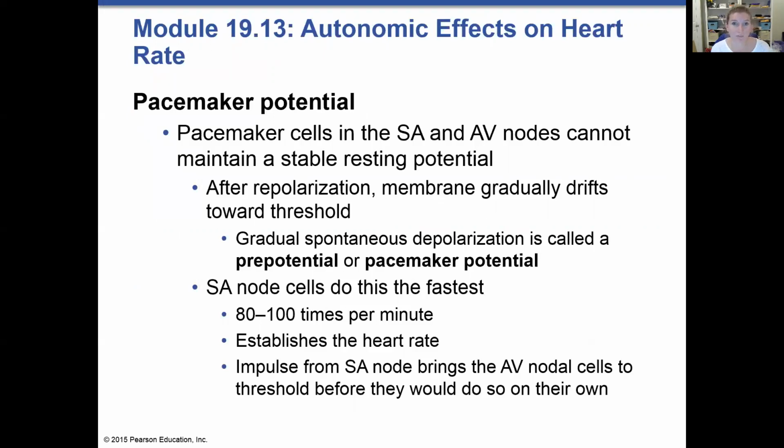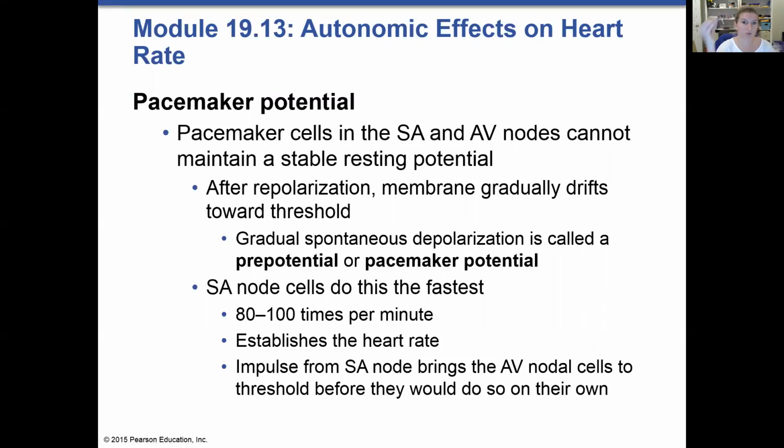So you have what's called a pacemaker potential. The pacemaker cells within the sinoatrial node, or SA node, and the AV node cannot maintain a stable resting potential. In fact, after repolarization, the membranes are going to gradually drift towards the threshold, and that gradual depolarization is called a prepotential or a pacemaker potential. This pacemaker potential naturally happens, and it's basically a result of spontaneous depolarization. The SA node cells do this super fast, and that establishes the heart rate. Notice the heart rate that the SA node is generating is around 80 to 100 beats per minute. Most of us have a resting heart rate lower than that.